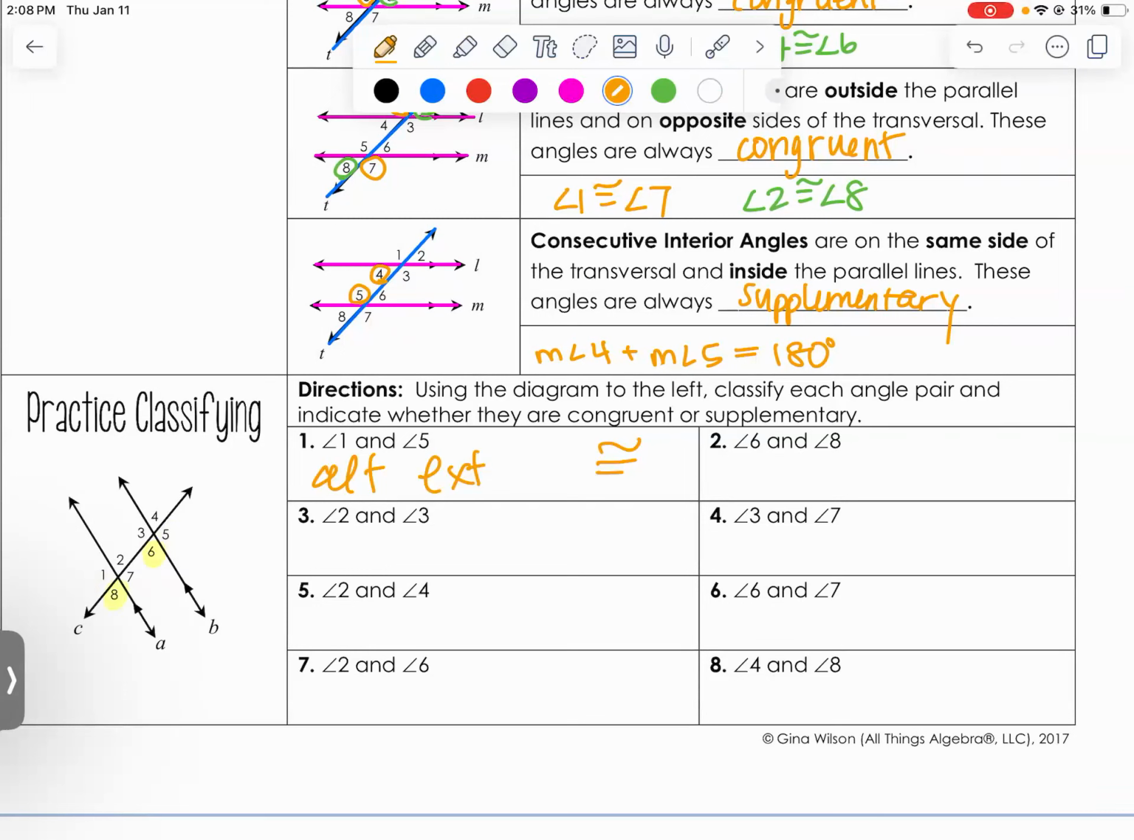Connor, what kind of angles are those? Okay, they're congruent because what's their relationship? Corresponding. They are in the same place. Very good.